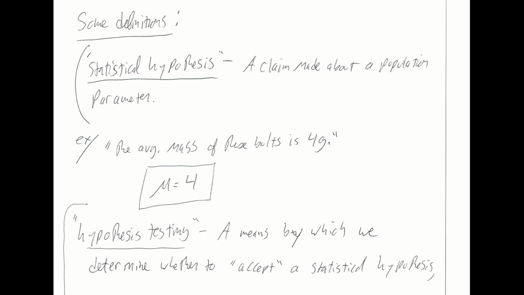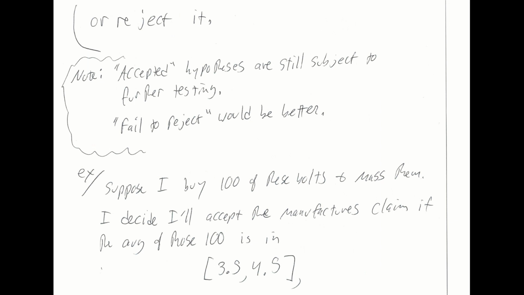Hypothesis testing is going to be a means by which we determine whether we wish to accept, quote unquote, and we'll talk about the concept of acceptance in this context, but we are going to have a test of some kind, a means by which we determine whether we accept this statistical hypothesis or do we reject it. So we have to be able to test things somehow and decide, do we believe the manufacturer's claim that the average mass is 4 grams or do we not believe that?